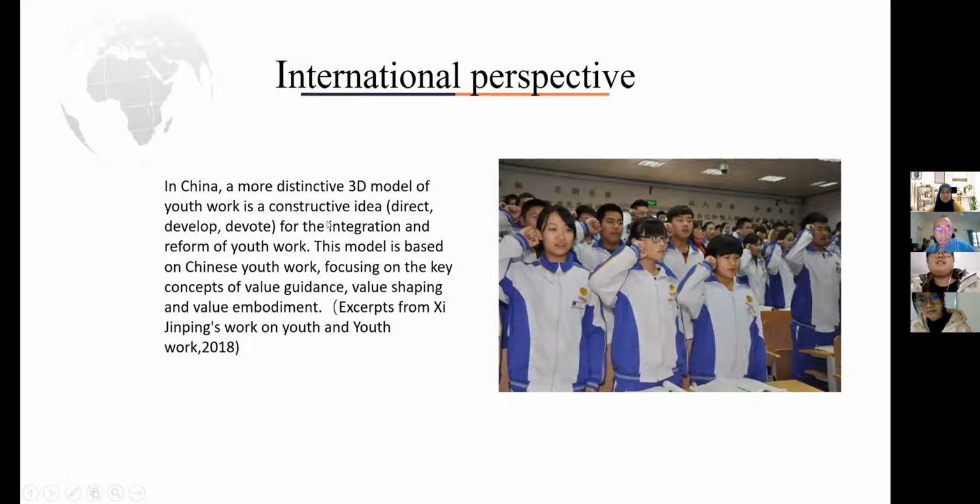We want to hear different models from different parts of the world, from different countries, from different cultural backgrounds. Because of course, much of what's in the literature is from a sort of Western perspective, but we want to hear other perspectives as well. Other approaches to youth work. So that's important.